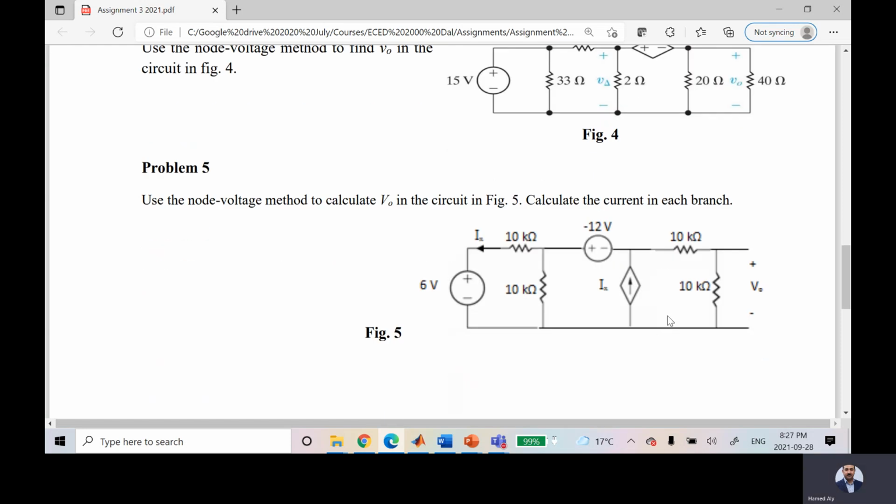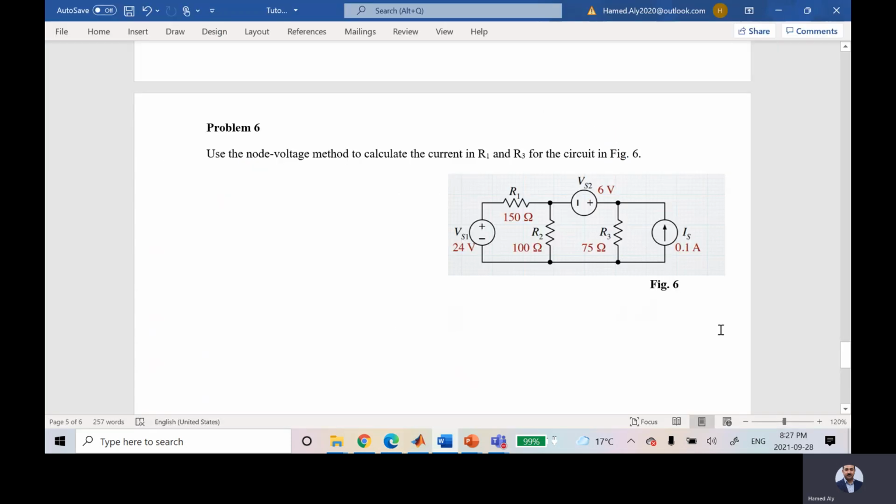The same here, if this guy is connected to the ground, I can say I have this node and this node, and this is not considered as essential node. Am I right? I can add this to this, and then I can consider this as what? Super node. I'll have one equation in whichever the number of unknowns. Let us solve problems similar to what we are talking about.